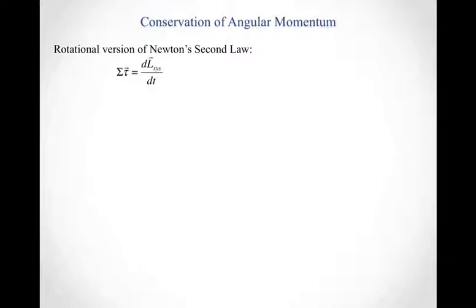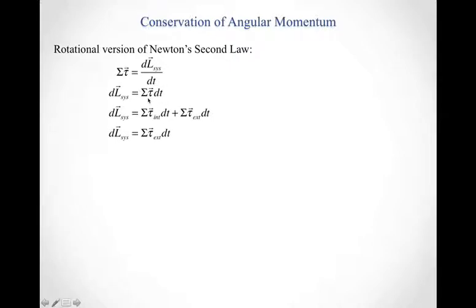The conservation of angular momentum similarly comes from thinking about the rotational version of Newton's second law. Now that we have extended objects, the rotational version of Newton's second law tells us that the net torque acting on our system is equal to the time rate of change of the total angular momentum of the system. I can take the dt over to the same side as the net torque.